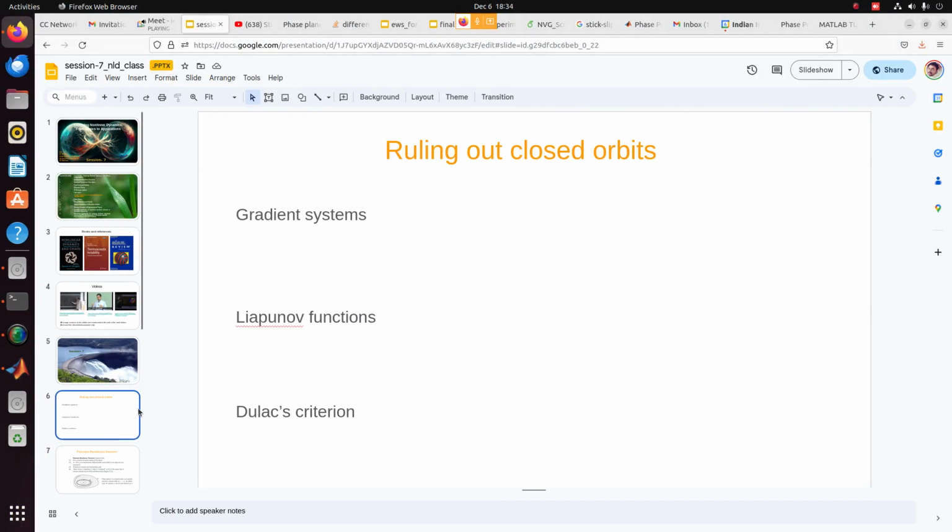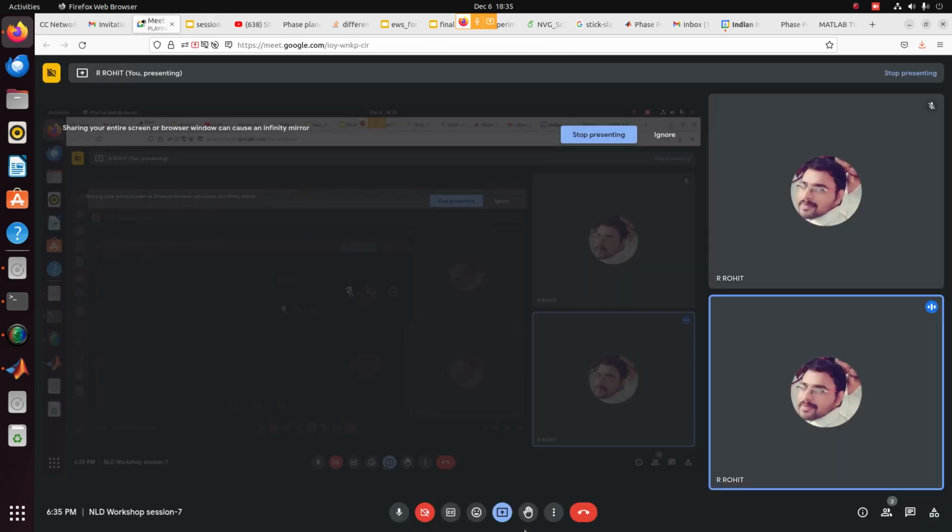Previously we saw how to use the gradient systems approach and the Lyapunov functions for ruling out closed orbits. Finally, we are left with one more method called the Dulac criteria. I will explain that here.